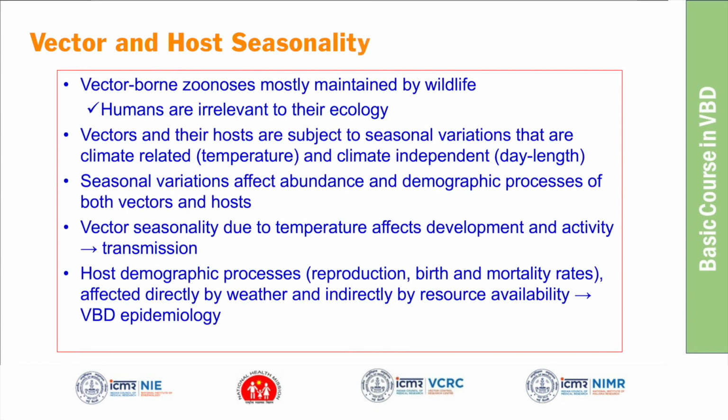Then there is vector and host seasonality. Vector-borne zoonoses are mainly maintained by wildlife, and events are relevant to their ecology. In forest fringe areas, especially when we talk about simian malaria parasites like Plasmodium knowlesi, which has been reported in Southeast Asia, it has now come up to Myanmar, and recently a few cases have been reported from Malaysia. It happens in an animal cycle through pigtailed and lion-tailed macaques, but this closed transmission cycle is sometimes broken when human beings venture into the forest and get bitten by forest vector mosquitoes, and you find transmission from the animal to the human being. But as of now, human-to-human transmission has not been reported with these simian parasites.